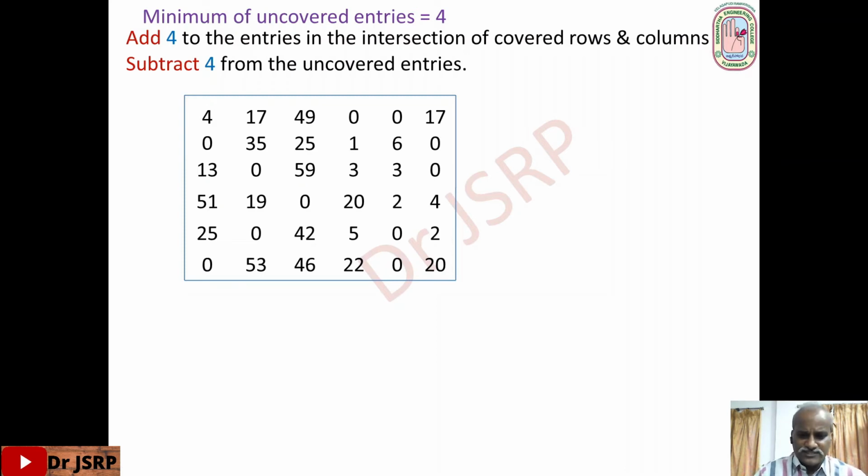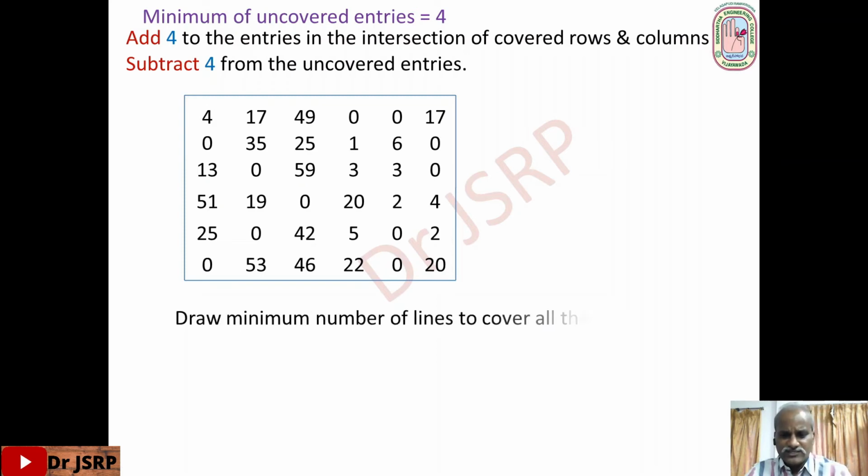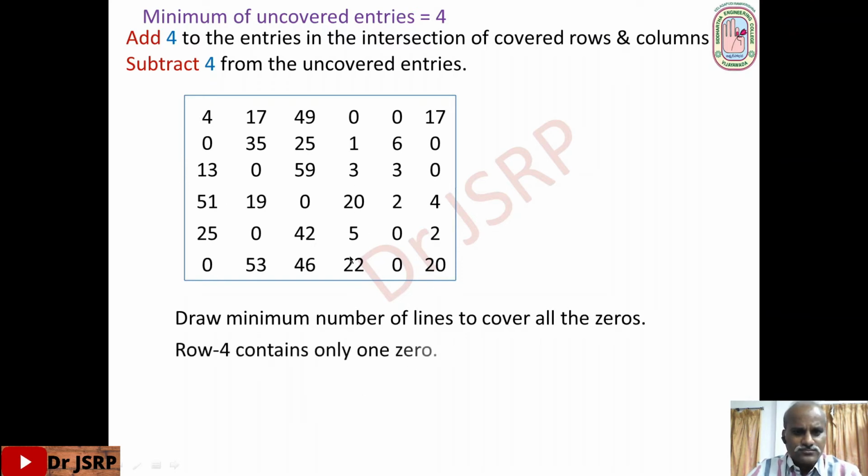Again, repeat the same process. Draw minimum number of lines to cover all zeros. First row contains more than 1 zero. Skip it. Second row more than 1 zero. Skip it. Third row more than 1 zero. Skip it. Fourth row contains only 1 zero. So circle that 0. Row means fixed column. Draw vertical line. Fifth row contains 2 zeros. Sixth row contains 2 zeros.